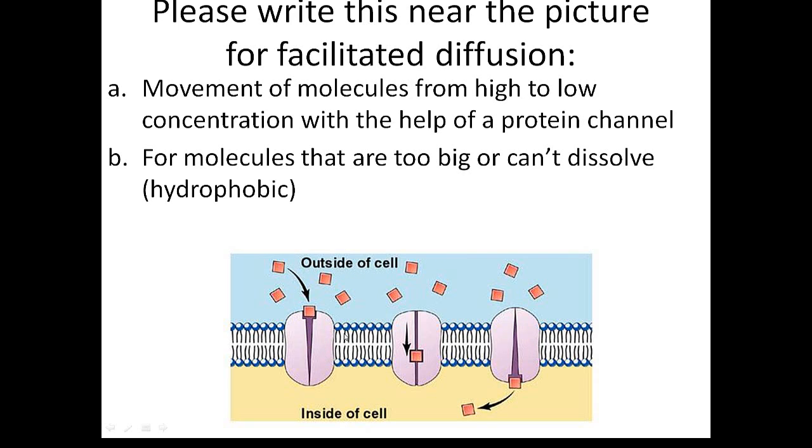The squares are highly concentrated outside of the cell, not very concentrated inside, so they want to get in the cell. However, there's a problem. They can't for whatever reason, whether it's they're too big or they're hydrophobic, so they use this protein channel as a little tunnel to get themselves in.